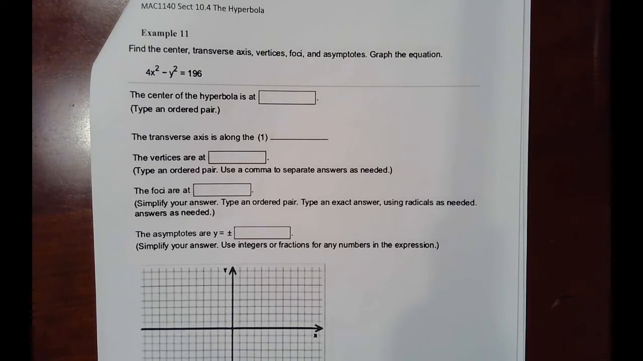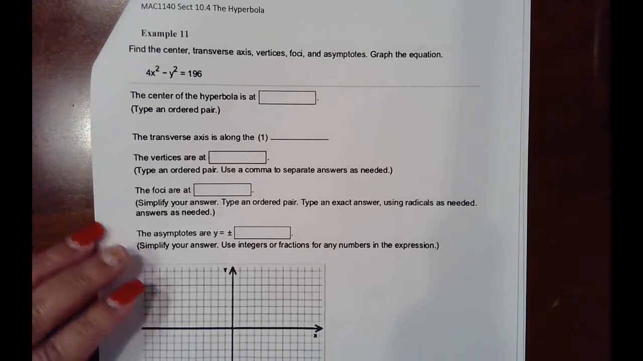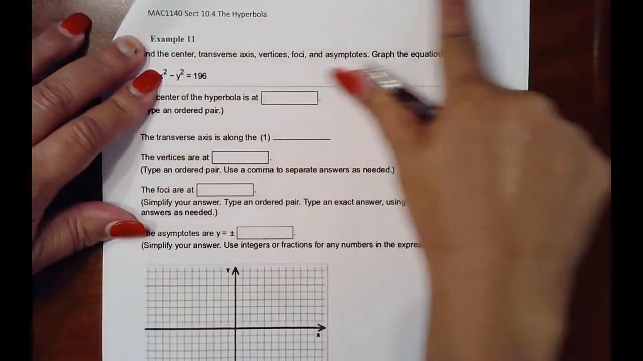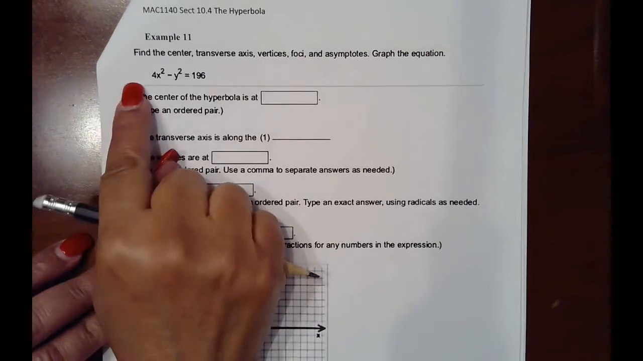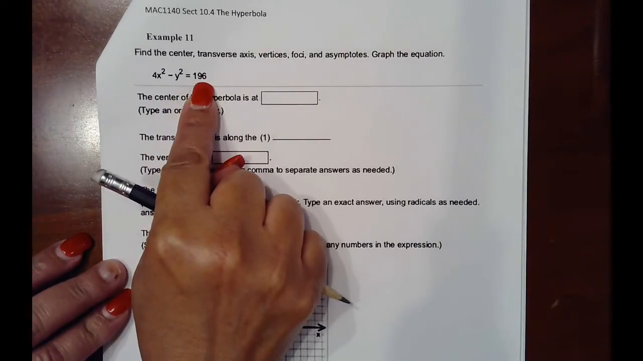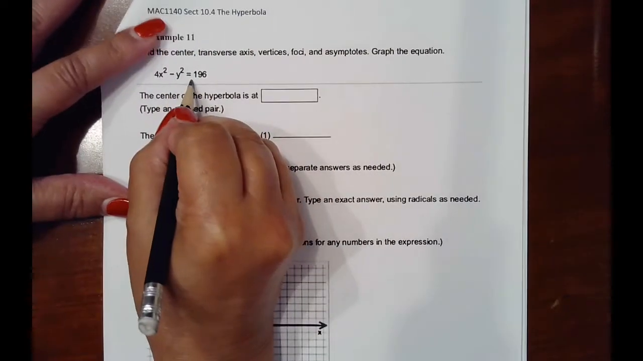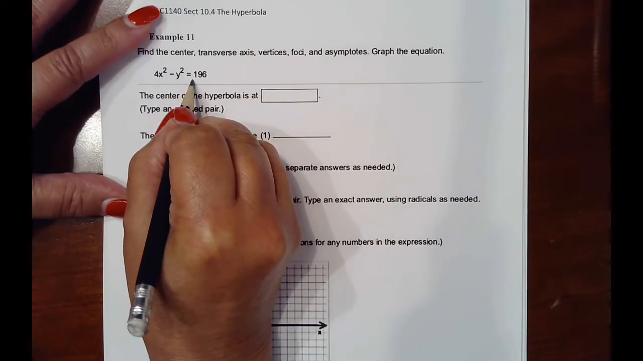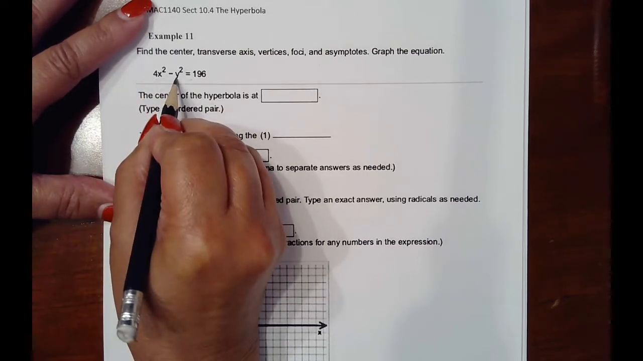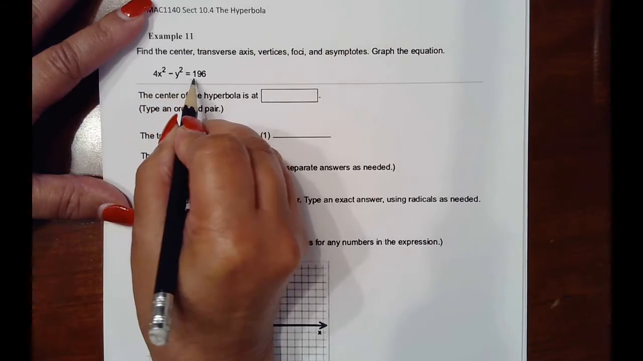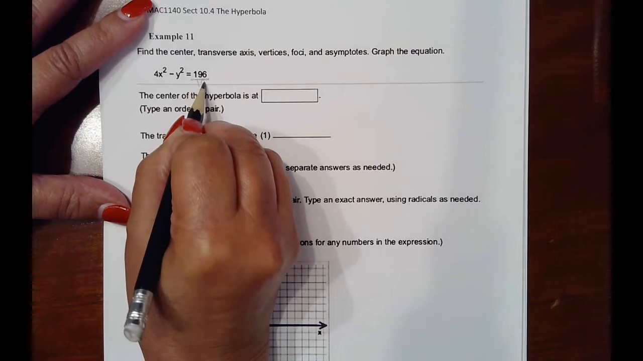It says, find the center, transverse axis, vertices, foci, and asymptotes, as well as graphing the equation. So in this particular problem, notice that it is not in the standard form that we need it to be in when we're going to graph. Those forms have a 1 on this side of the equation for the constant. And so I'm going to start this problem by creating a 1, which will then give us the fractional forms that we need for both of these terms, where the denominator will tell us what a squared and b squared is. So start by creating a 1 here.